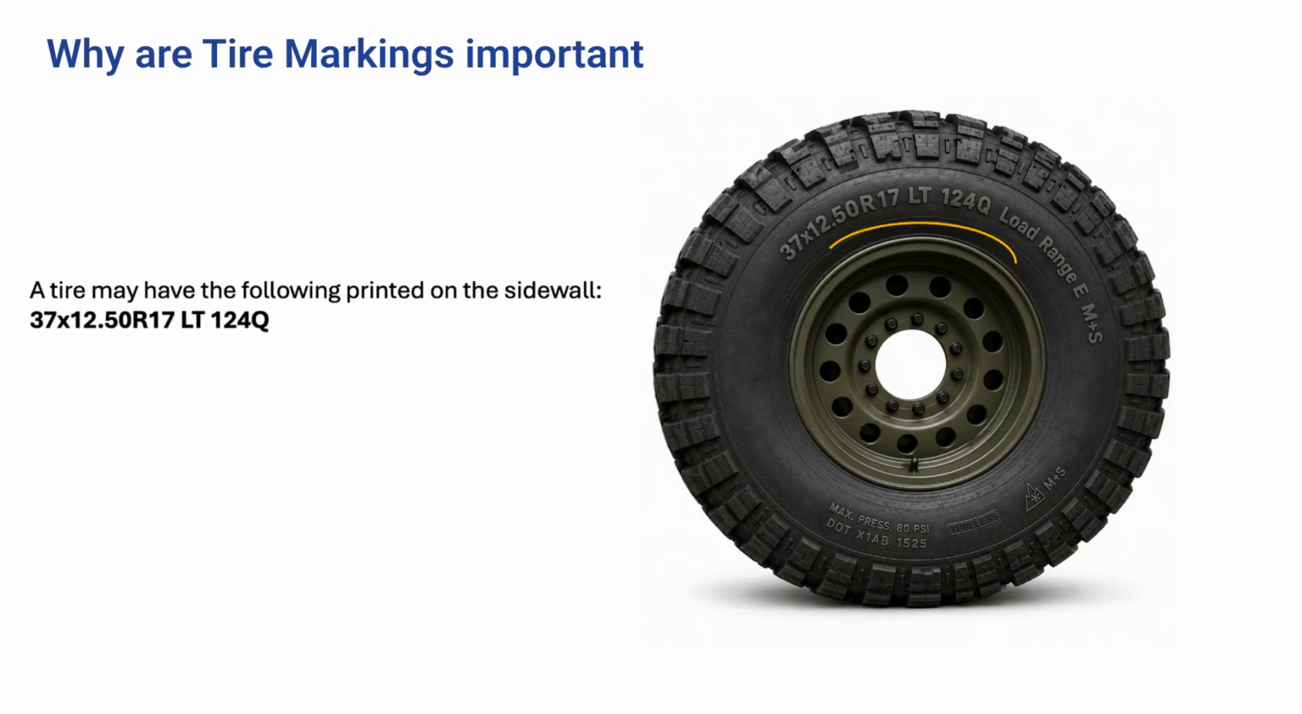The load index indicates how much weight each tyre can safely carry, while the speed rating defines the maximum safe operating speed. Other markings provide information about tyre construction, ply rating, load range, manufacturing date, rotation direction, and whether the tyre is tubed or tubeless.